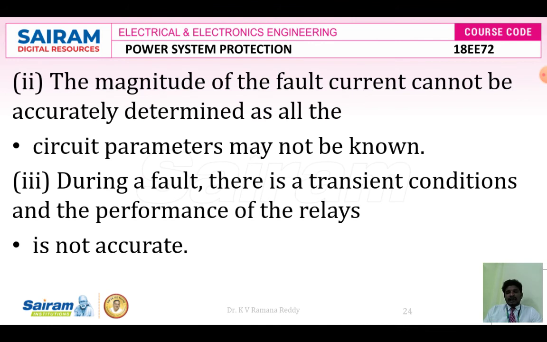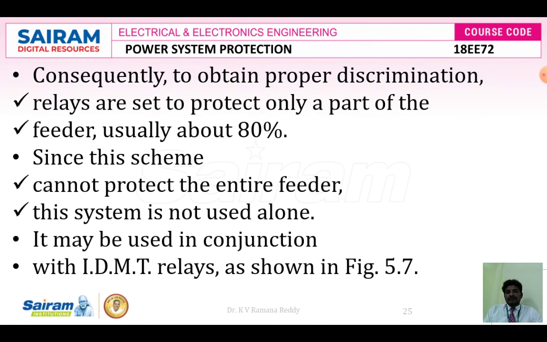Because of this overlapping, the magnitude of the fault current cannot be accurately determined, as all the circuit parameters may not be known. During a fault there is a transient condition, and sometimes a fault may be indicated by transients, which die out after a short time interval. So to obtain proper operation, the relay is set to protect only a part of the feeder, usually about 80%. Since this scheme cannot protect the entire feeder, it is not used alone.